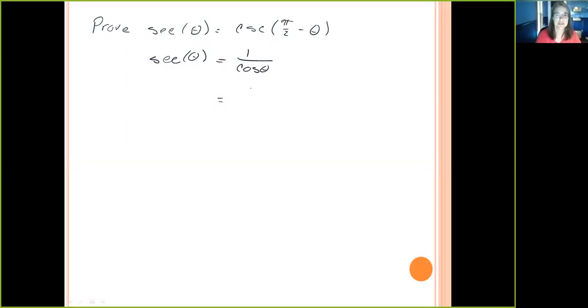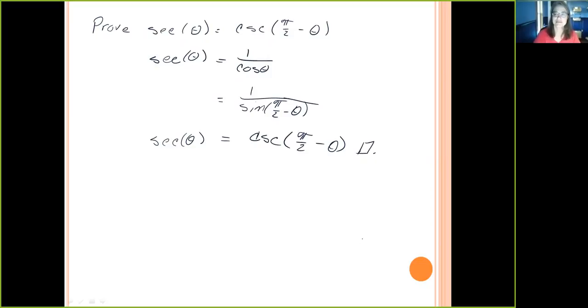So this is equal to 1 over the sine of pi over 2 minus theta. And just that easy, 1 over sine is cosecant. So we have just proven that the secant of theta is equal to the cosecant of pi over 2 minus theta. All right? Not that hard, correct? Done.